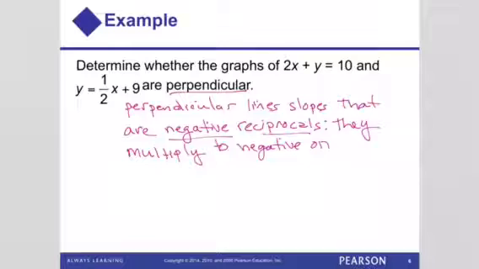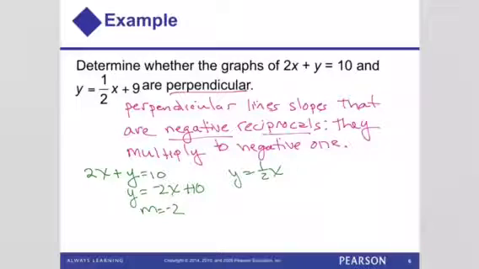Remember, you can stop the video at any time if you need to catch up on the notes. Okay, so we have 2x plus y equals 10, and we want to find out its slope. So we're going to put it in y equals mx plus b form. Subtract 2x from both sides. Plus 10, whoops, and so the slope here is -2. And for the other line, y equals 1/2 x plus 9, the slope is 1/2.